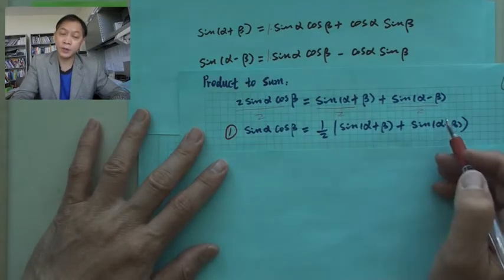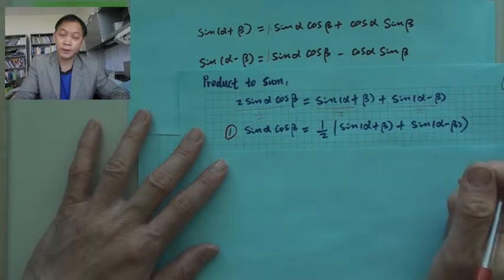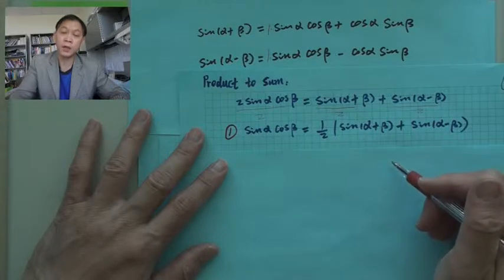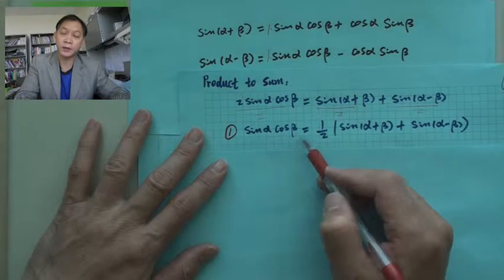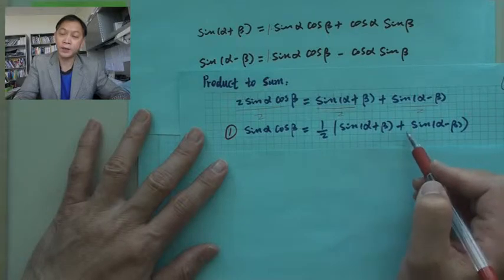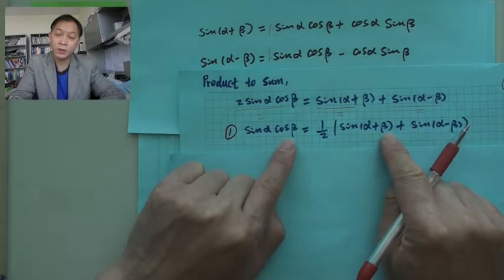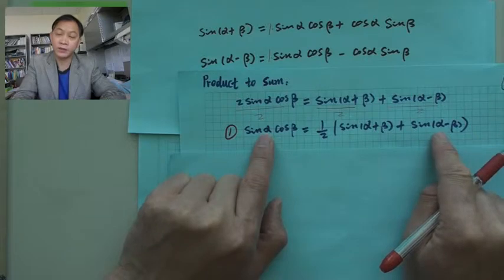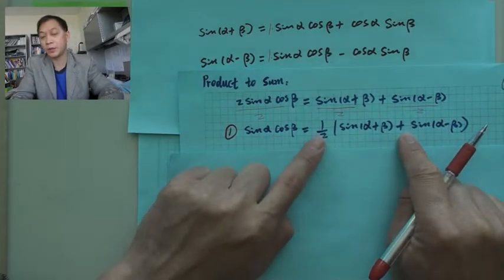This will be used in calculus to find out integral. So that's why we need to talk about this in pre-calculus. Sine alpha cosine beta is 1/2 sine alpha plus beta plus sine alpha minus beta. Remember, beta is from cosine, and alpha is from sine. Product to sum. And here there is a 1/2.